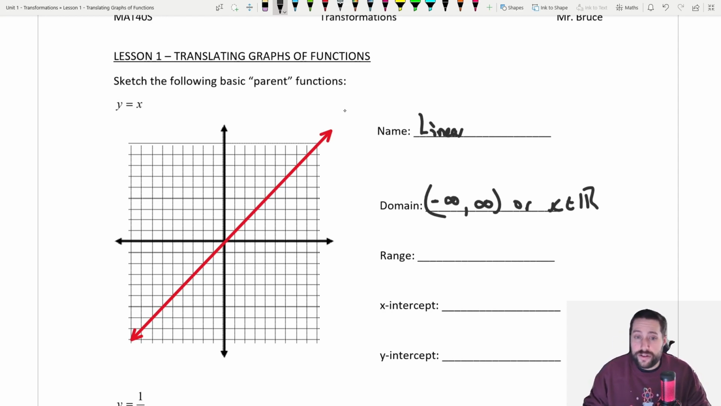The range is very similar. It is negative infinity to infinity, as there are no restrictions on the y values, or we can say that y is an element of the real numbers. We can say that the x-intercept is going to be at 0, so x is equal to 0 in this case. And we can say for the y-intercept, y is equal to 0. You've done many graphs like these already, probably in grade 9 and grade 10. So this is just a quick review of what this linear function looks like.